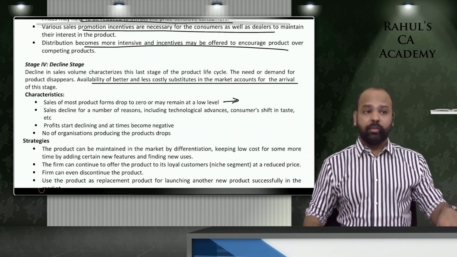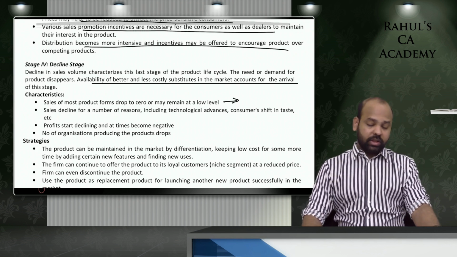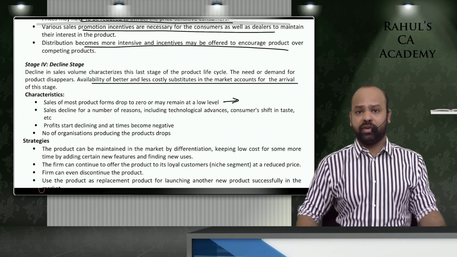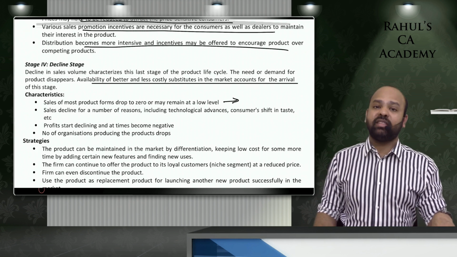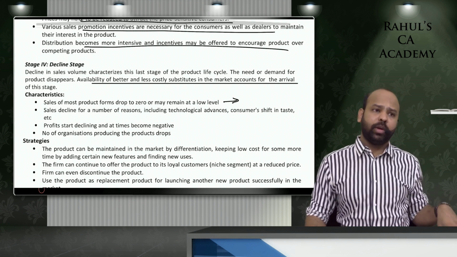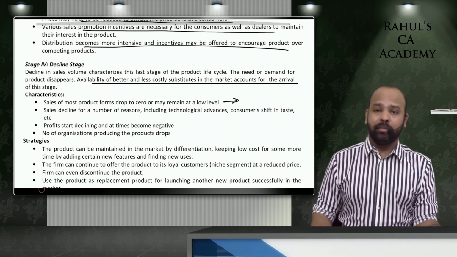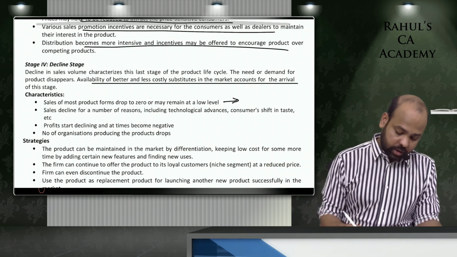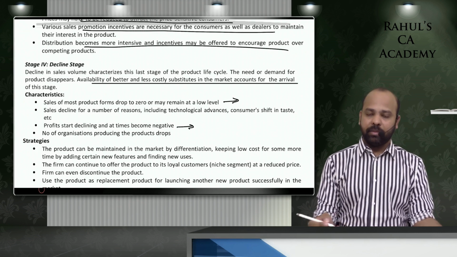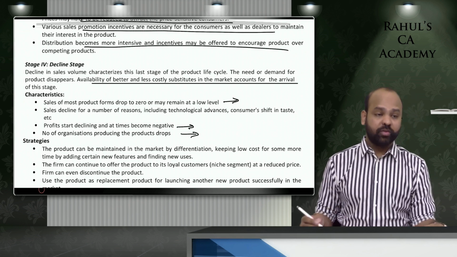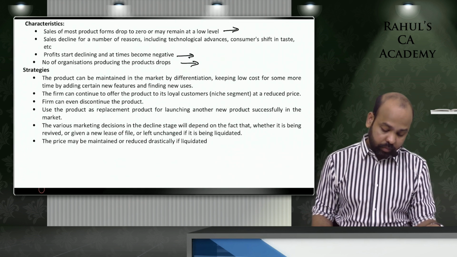Sales decline for a number of reasons. They might be technological advances as such, guys, or the customer's taste has completely shifted, like how people are no longer buying DSLR cameras. Very few people will buy a DSLR camera because most cell phones are meeting the needs of picture requirements. Profits will start declining and they might become negative, guys. The number of organizations producing the product will drastically reduce.